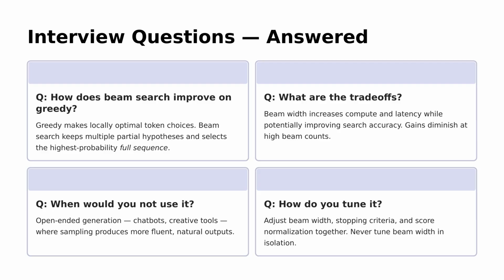Here are the key interview questions and answers on beam search. Compared with greedy decoding, beam search keeps several partial sequences instead of committing to one token at a time, which usually improves the final result. The trade-off is more compute and latency, with smaller gains as beam width gets larger. It's usually not ideal for open-ended generation, where sampling sounds more natural, and when tuning it, adjust beam width, stopping rules, and score normalization together.